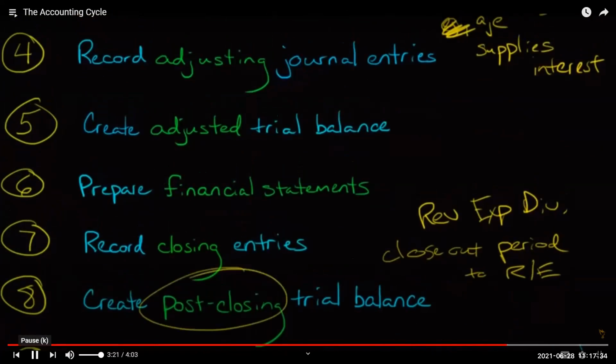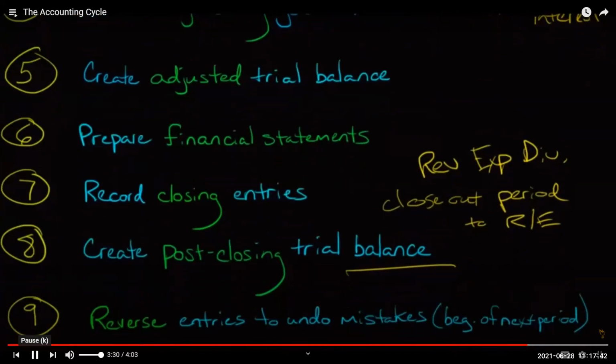And then after you've done the closing entries, you can go ahead and put together a post-closing trial balance. And again, as always, we want to make sure that our debits equal our credits. And if they don't, then we know that we made some kind of mistake along the way.